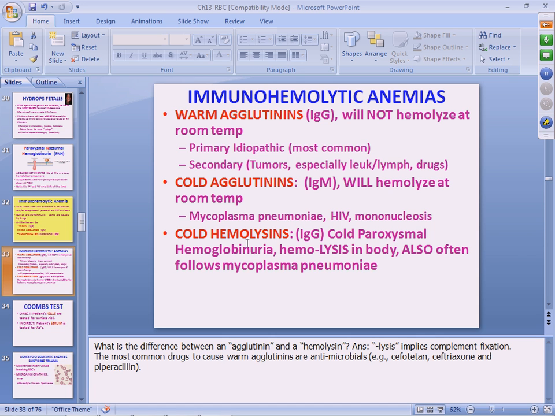You have to know the difference between warm and cold. You have to know the difference between an IgM and an IgG. And you have to know that many drugs cause this, and I've already given you a couple of bugs that do as well: Mycoplasma pneumoniae, HIV, and mono, or the EB virus.